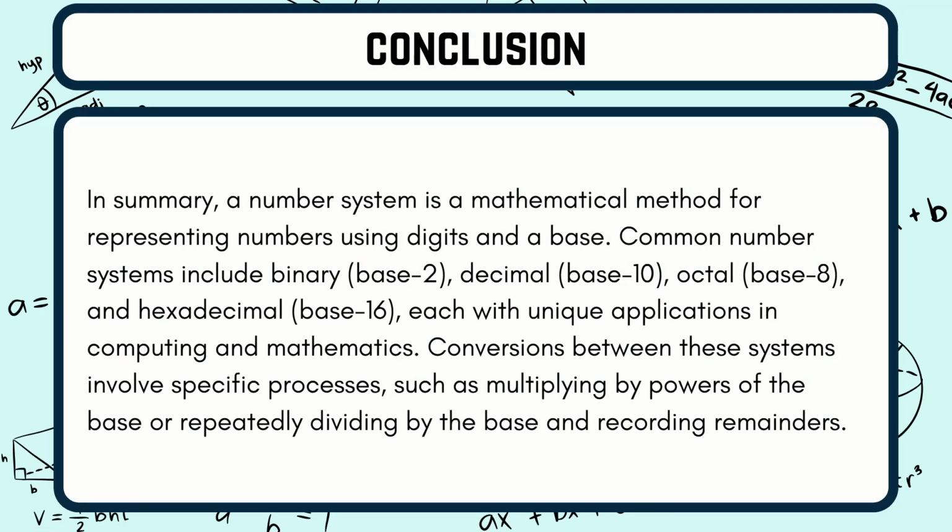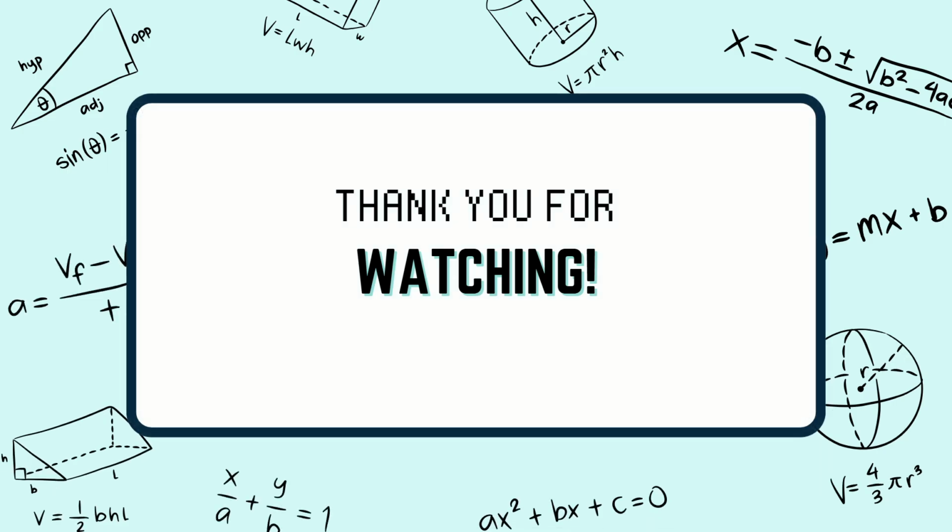So in conclusion, guys, in summary, a number system is a mathematical method for representing numbers using digits and a base. Common number systems include binary, base 2, decimal, base 10, octal, base 8, and hexadecimal, base 16, each with unique applications in computing and mathematics. Conversions between these systems involve specific processes, such as multiplying by powers of the base or repeatedly dividing by the base and recording remainders.